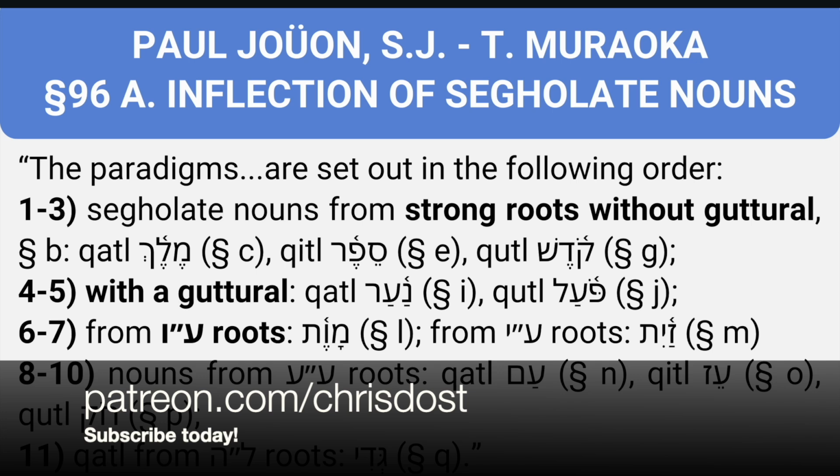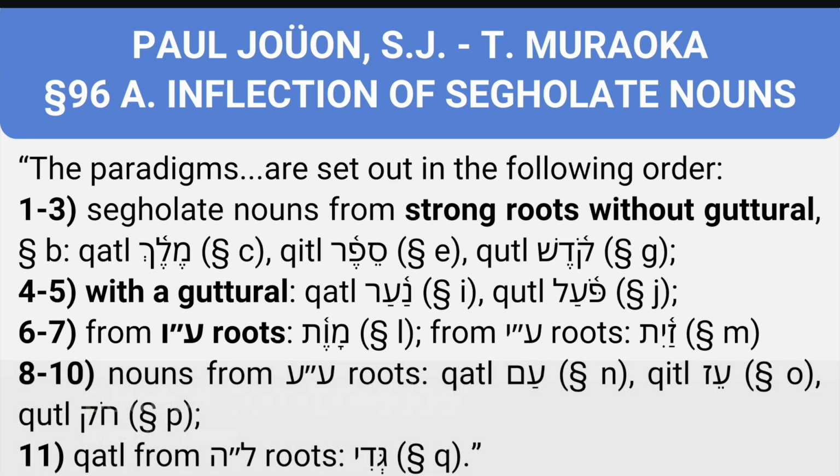Again, drawing from section 96, we see that there are various types of paradigms, and I said that for now in this series we're dealing with types 1 through 3, as these are the most foundational. And so we began to look at the qatl form, from which melech is derived, the Hebrew word for king. And in this video we're going to continue with that.